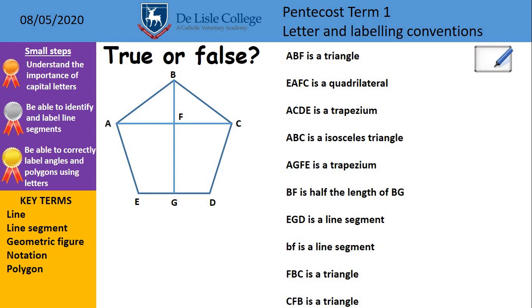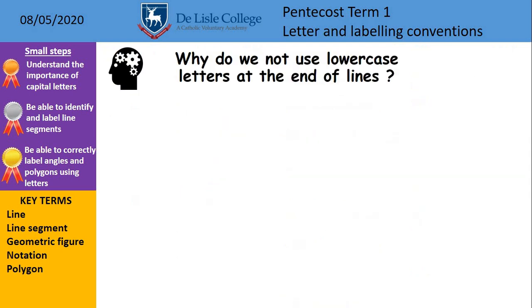Okay, so let's see how we did on these true or false. There are 10, so you can give yourself a score out of 10 for these. Okay, and if you got any wrong there, just double check to see where you may have made that mistake. Okay.